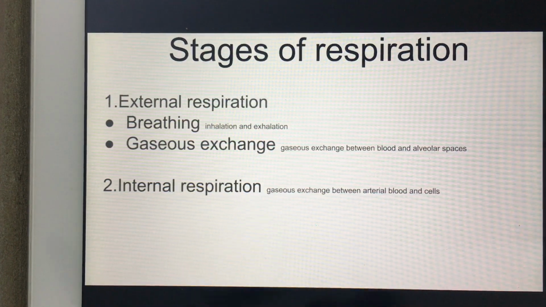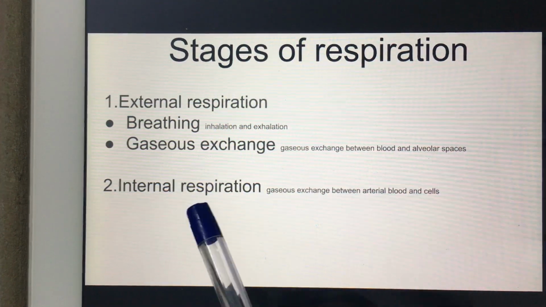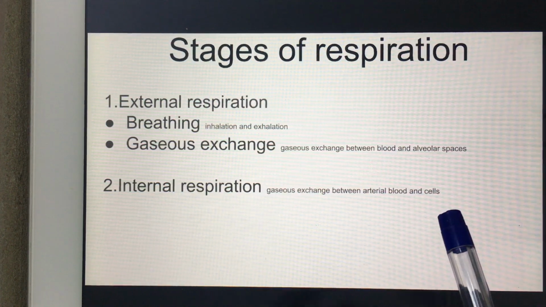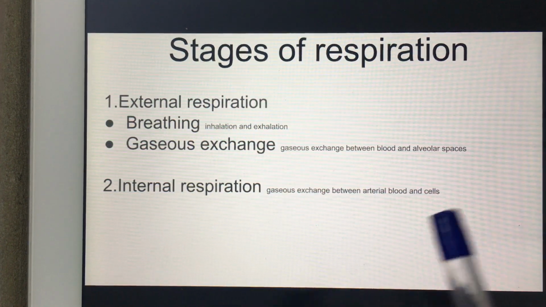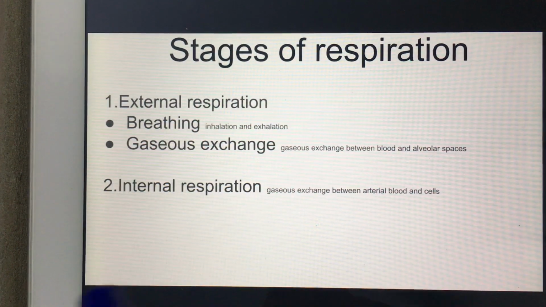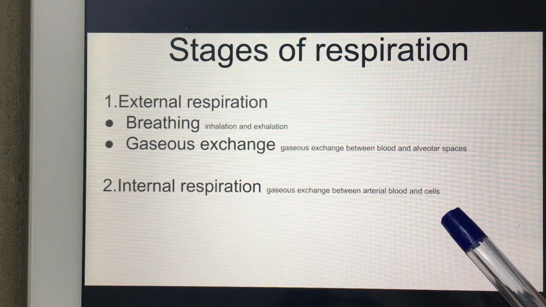Then comes internal respiration. Internal respiration takes place inside the cells. That is the oxidation of glucose.